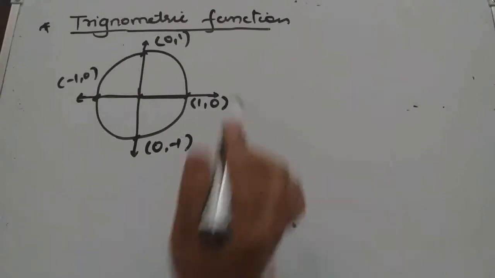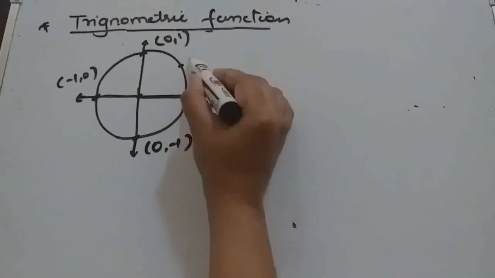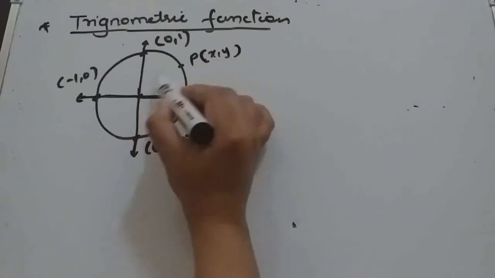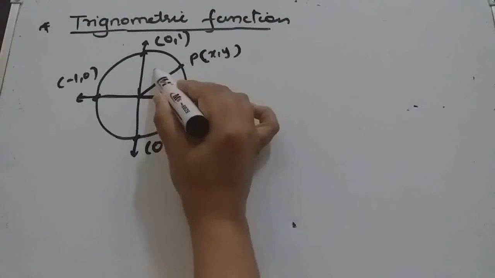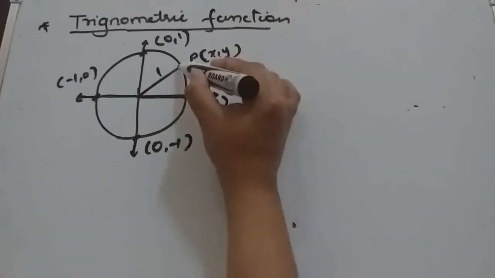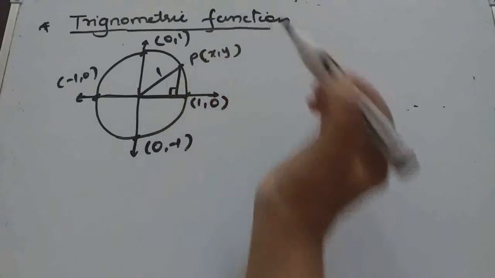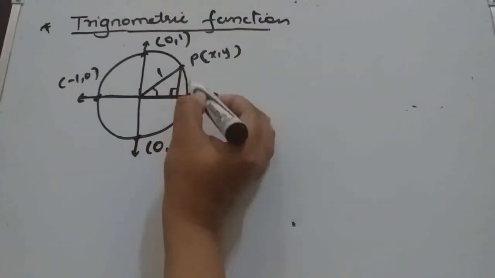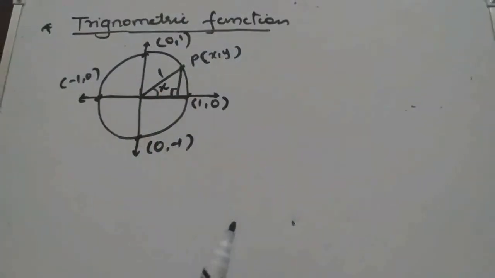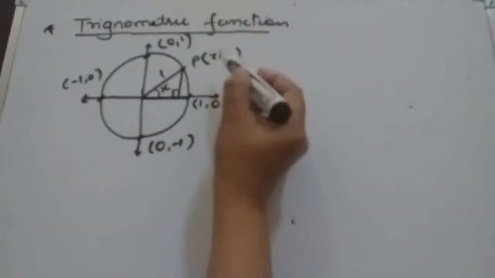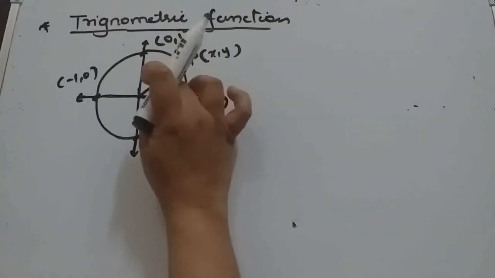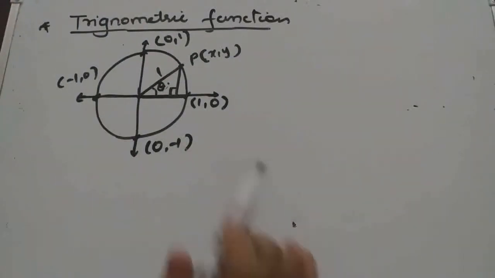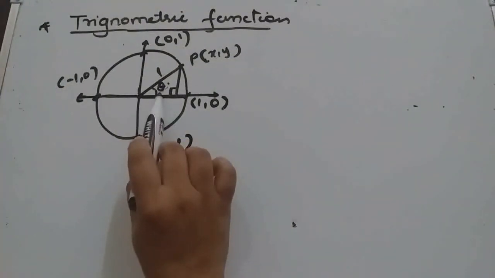Now consider any point P (x, y) on the circle. This is a radius of length 1, and we will draw one perpendicular. Suppose the angle made by this arc is x radian, or rather, we have already used x, so we'll call this theta. Now, what will be sine theta?